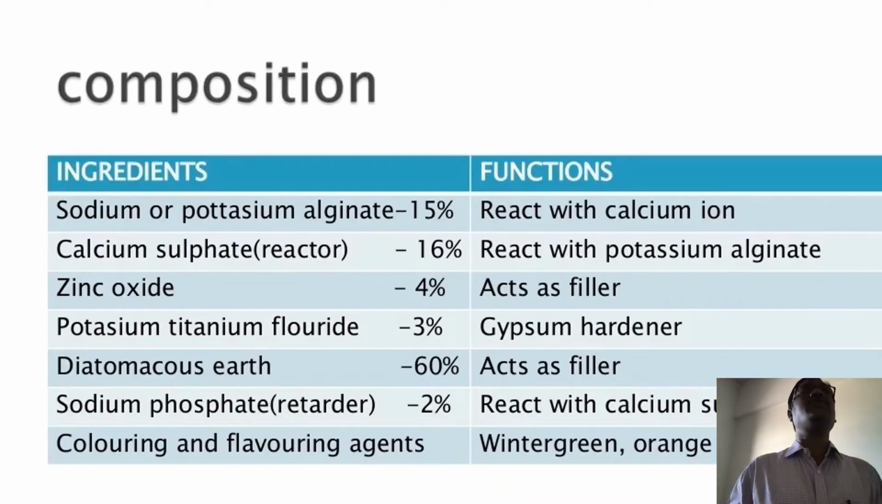So coming to the composition of the alginate. So it consists of sodium or potassium alginate, then calcium sulfate, zinc oxide, potassium titanium fluoride, diatomaceous earth, then sodium phosphate, then coloring and flavoring agents.